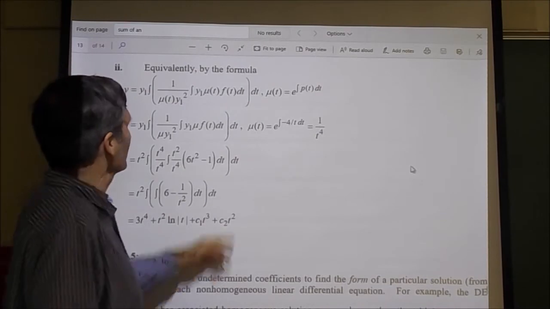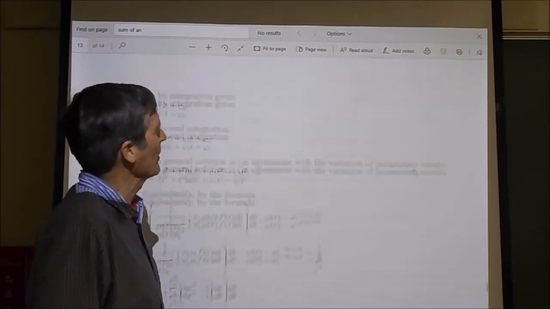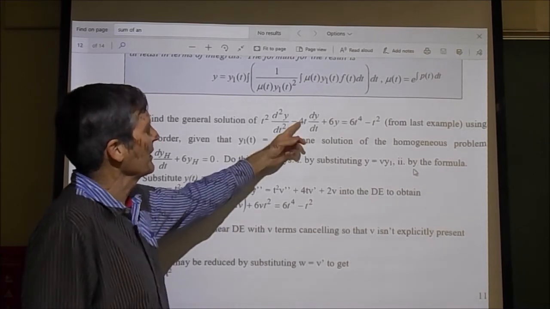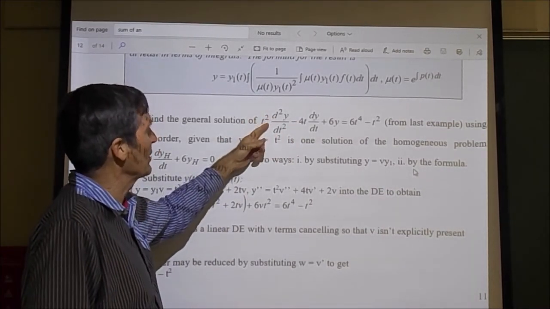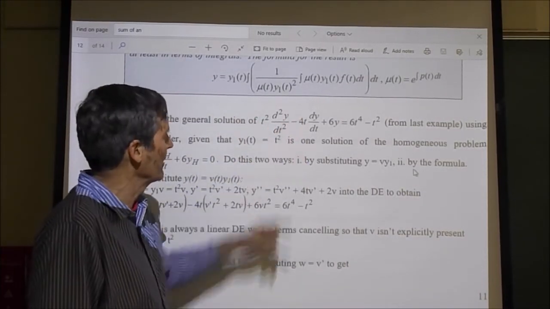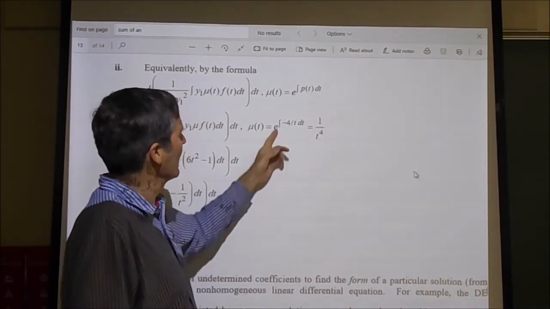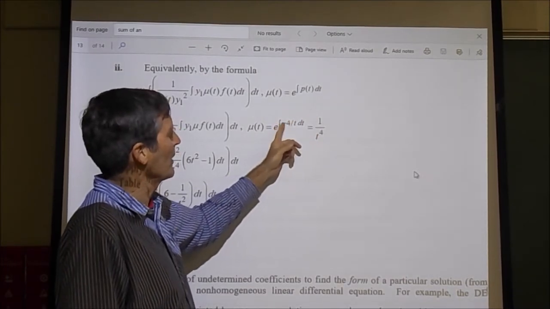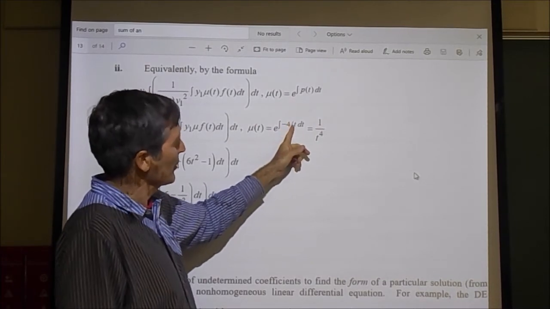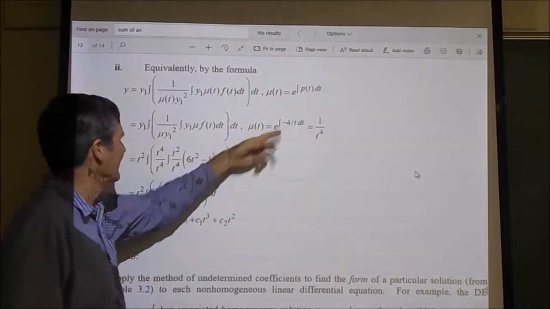So I take first mu equals e to the minus, and very important, you have to put this into standard form first. P of t is not minus 4t. You divide through by the lead coefficient to put it in standard form. You divide through by t squared, and p is minus 4 over t, right? And so mu is e to the integral of minus 4 over t dt. You integrate this, and you get minus 4 ln of t, e to the minus 4 ln of t. Put the minus 4 up, and e to the ln t to the minus 4 gives you 1 over t to the fourth.